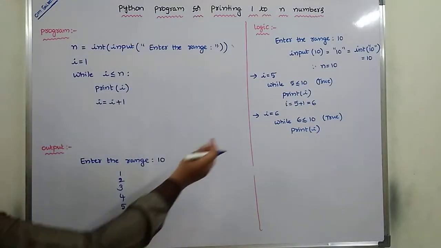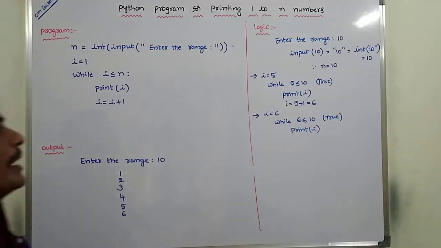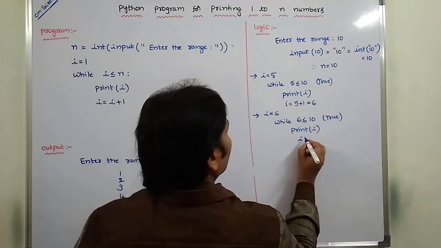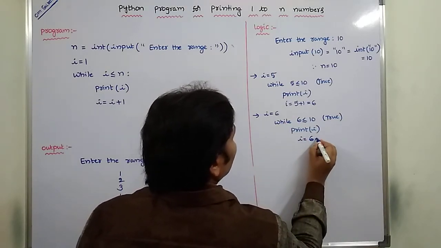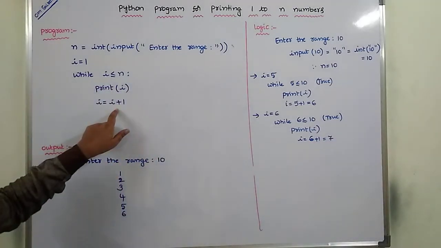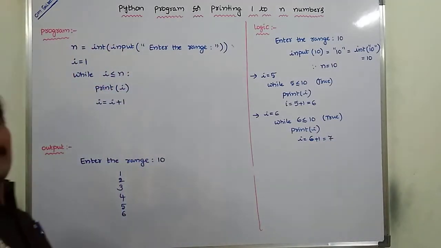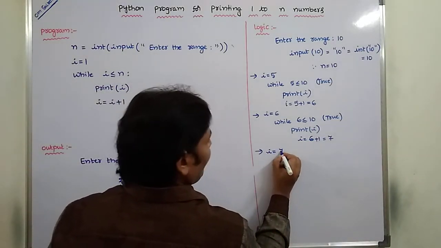So now I value is printed. Now I value is 6, 6 is printed. Okay. Next, I is equal to I plus 1. I value is 6, so 6 plus 1 is equal to 7. Okay. Again the control goes to the while loop. Here now I becomes 7.